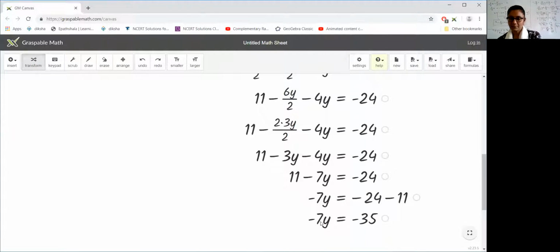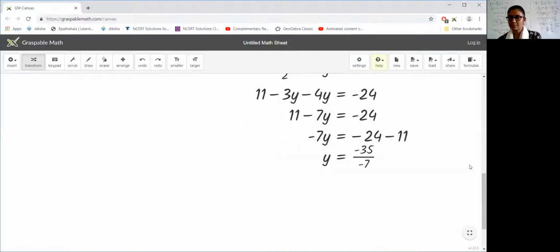Next what? I'll bring the negative 7 here. That's a division. Correct? So I'll just scroll down a little. I think almost all the steps are visible till now. Now this division is what I have to show. So y has become 5. Alright. So all this you are doing it step by step. I am just showing it on Graspable Math.